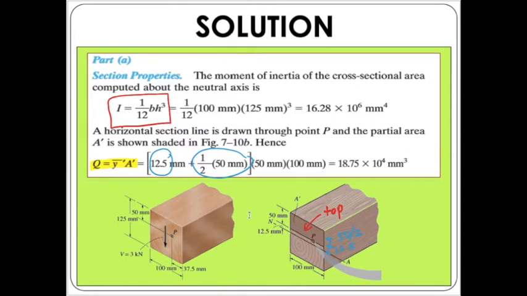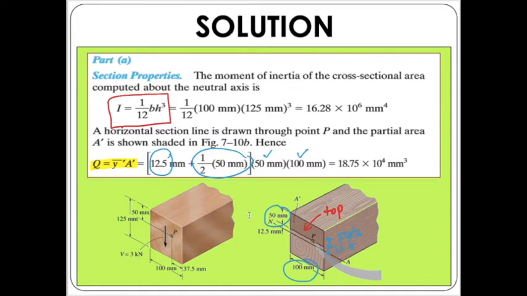Then multiply this y bar value with the area A prime. The top area, or A prime value, will be 50, which is the height of the top part, multiplied with the width of the top part. So we have 50 times 100. That becomes the area that we are considering.